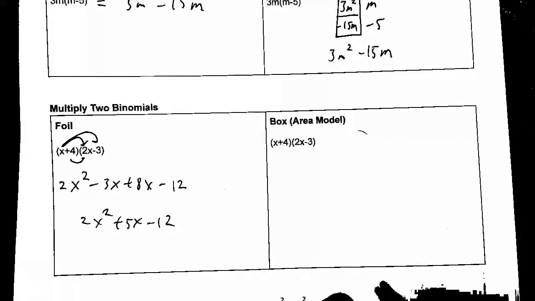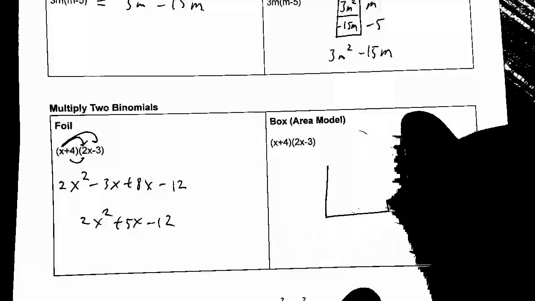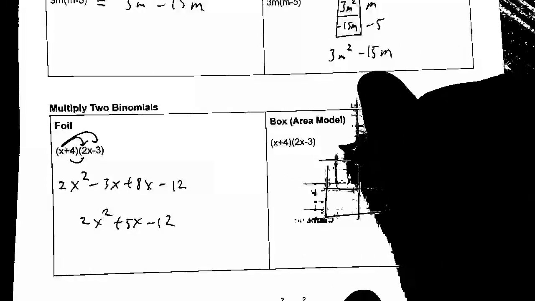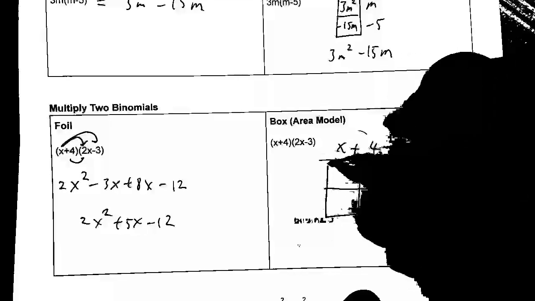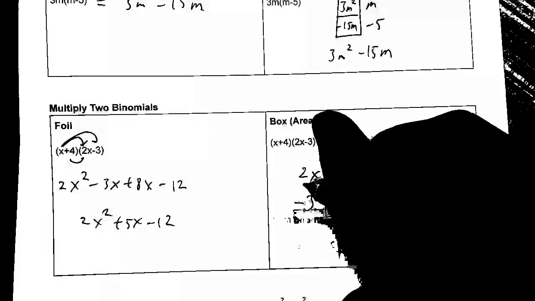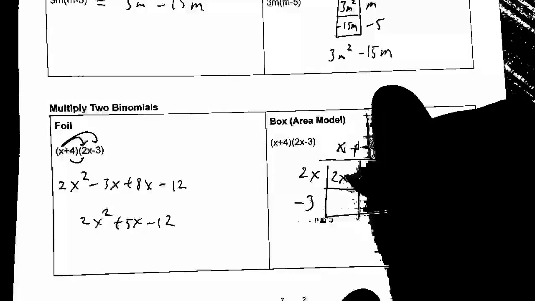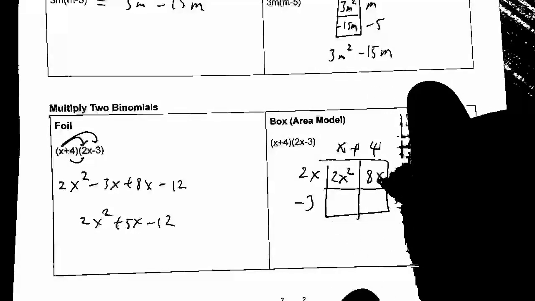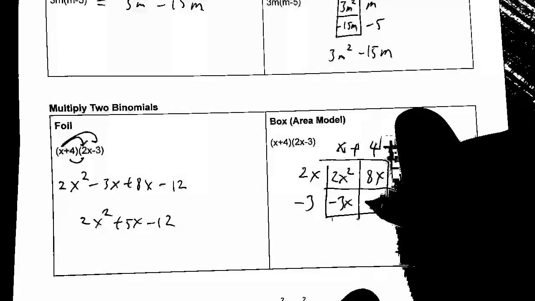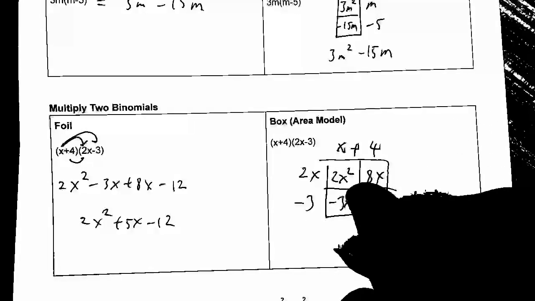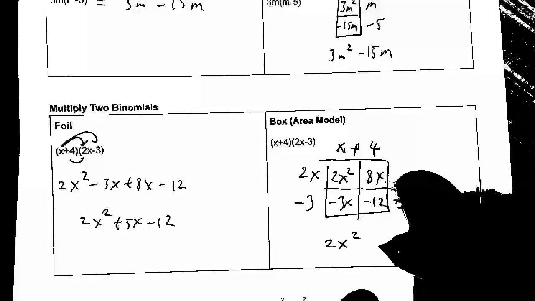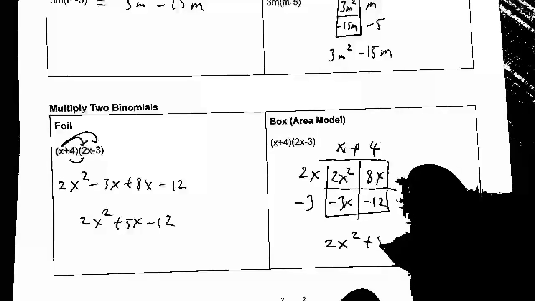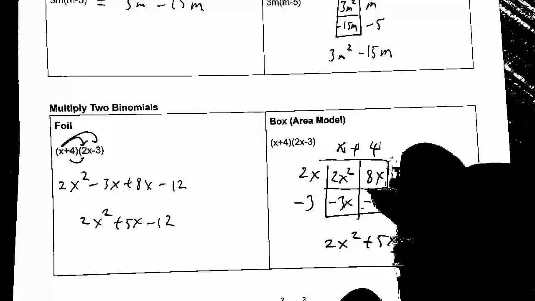When we do the box method, you draw your box, and on the top we put x plus 4. On the side we'll put 2x minus 3, and inside we multiply. 2x times x is 2x squared, 2x times 4 is 8x, negative 3x, and negative 12. Again, we just combine, same idea: 2x squared plus 5x minus 12. We add those two together to get 5x.